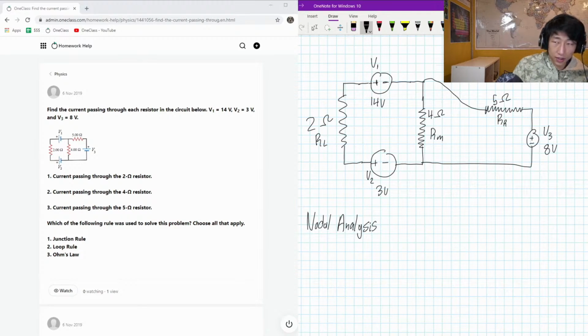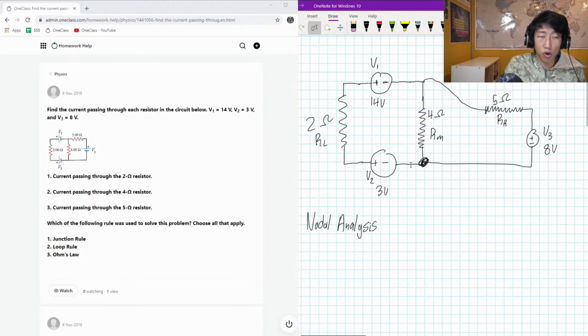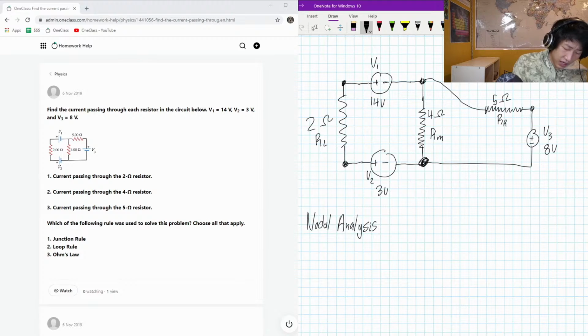So for nodal analysis, the first thing that we're going to want to do is identify all nodes in our circuit. Okay, so here we have 1. And a node is any part of the circuit that attaches to more than one element. This node right here attaches to 2 different voltage sources and a resistor. Here is another node, another node, another node, and another node. Wherever you see multiple circuit elements connected to each other, that's a node.